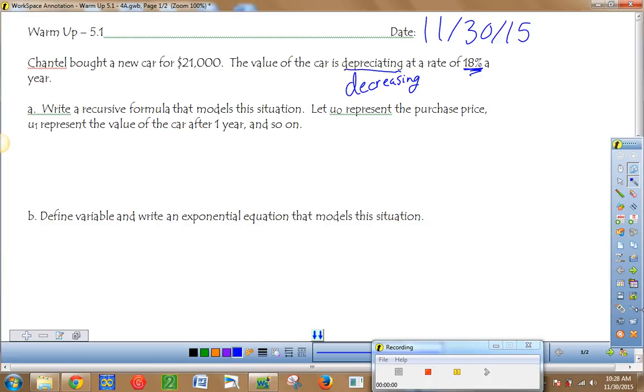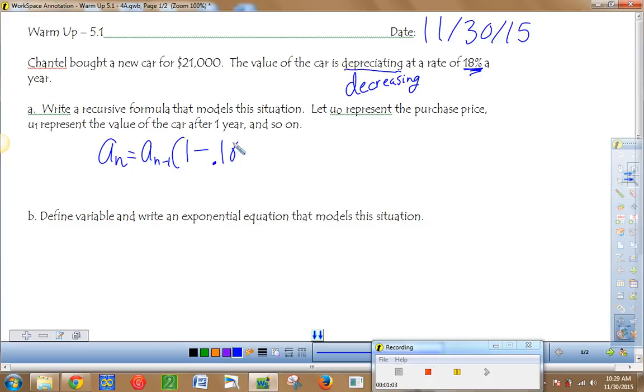Do you remember what recursive looks like? That A sub n stuff. A sub n minus 1. And then I got a little trick for you. These are all ratios. These are exponential. Right. So, 95% of the time, you're going to have 1 plus or minus the percentage. This is minus because it's the percentage. And what is it? 18. So, 0.18.